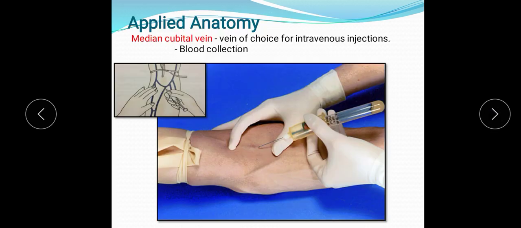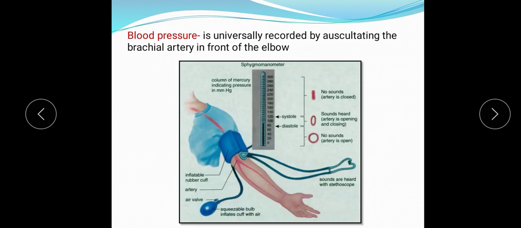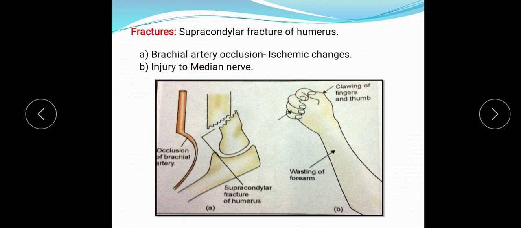And lastly is the applied anatomy. The median cubital vein is the vein of choice for intravenous injection, and is the most common vein for collection of blood samples. Then the bicipital aponeurosis prevents accidental puncture of the brachial artery. Blood pressure is universally recorded by auscultating the brachial artery in front of the elbow in the cubital fossa.